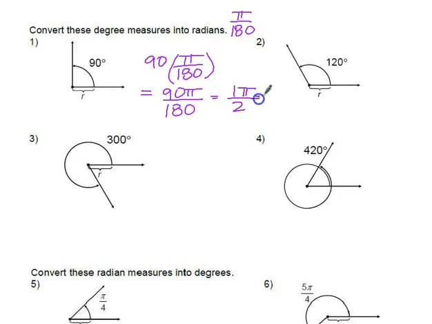And most of the time you'll just see it as pi over 2. You usually don't write the 1. So here it would just be pi over 2. Either of these answers would work, but usually you just don't write the 1.